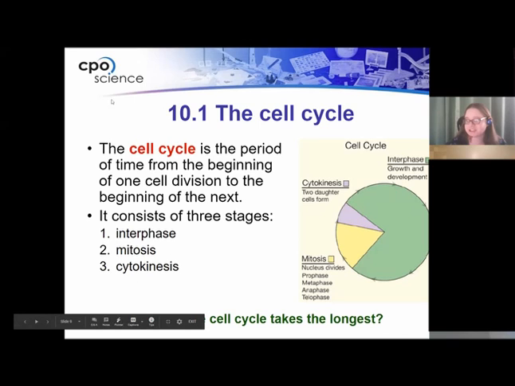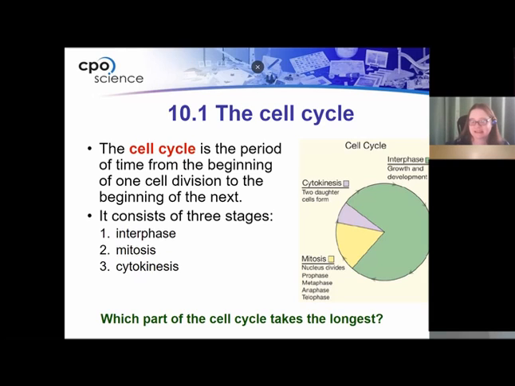So based on this picture, which part of the cell cycle takes the longest? Go ahead and type it into the chat. Which part of the cell cycle takes the longest? Perfect. I've got one correct answer already. So everybody type into the chat. Perfect. I got 2 correct answers. I'm at 100% participation being correct.